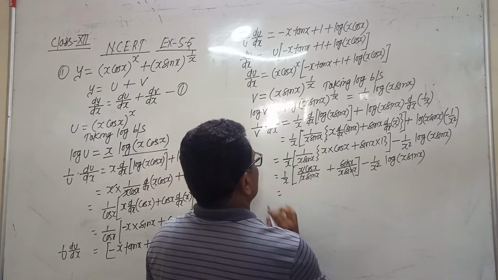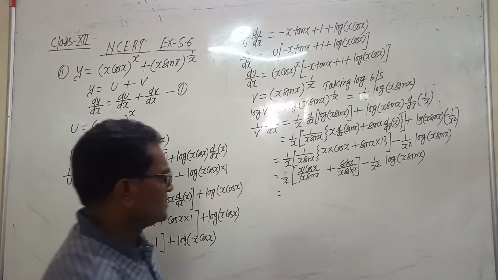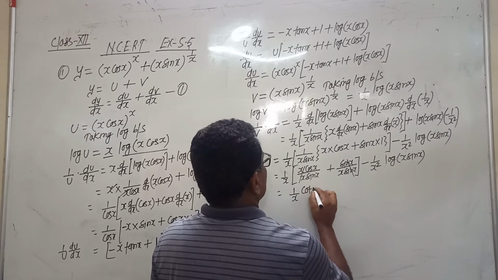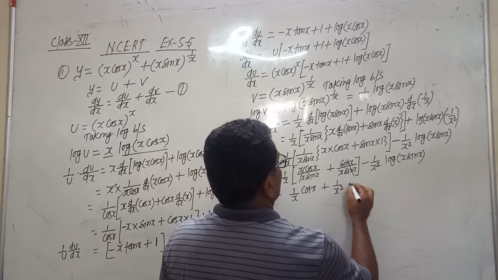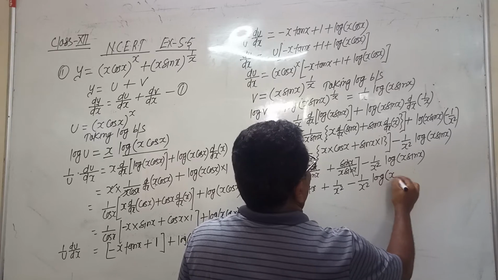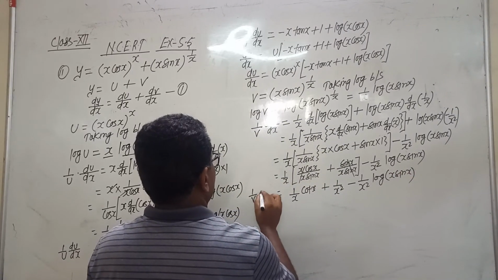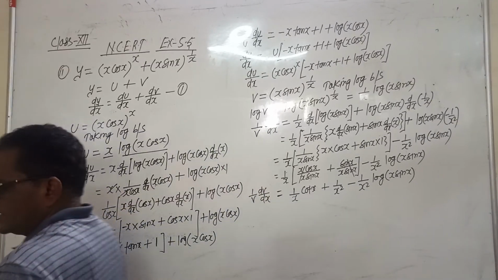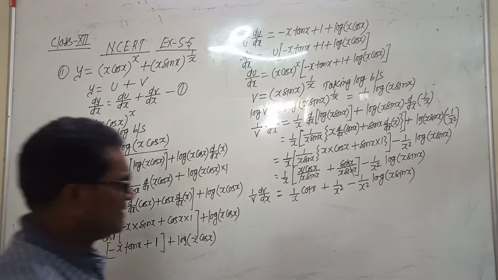So 1 by x into cos x by sin x. Cos x by sin x becomes cot x. So 1 by x cot x plus 1 by x into 1 by x, 1 by x square, and minus 1 by x square and log of x into sin x. So this is 1 by v and dv by dx. This is the value of 1 by v and dv by dx.